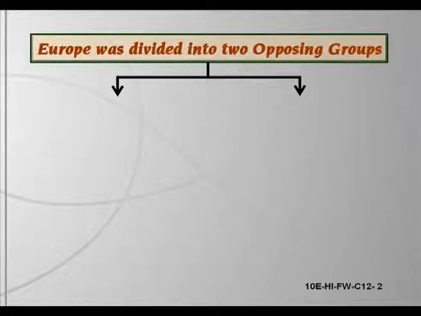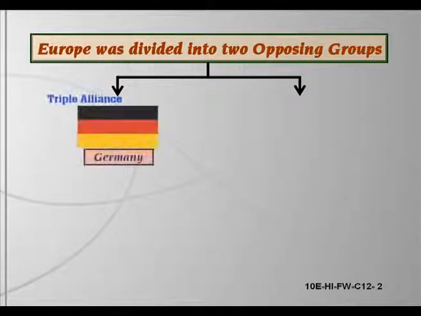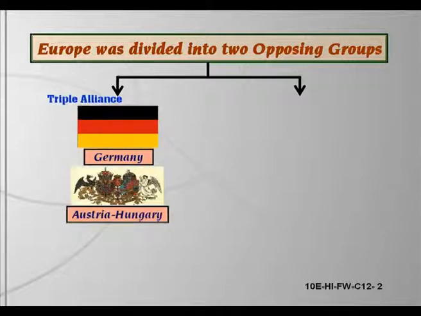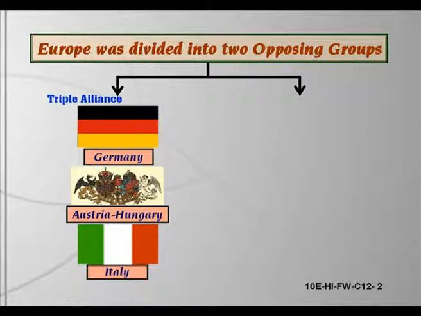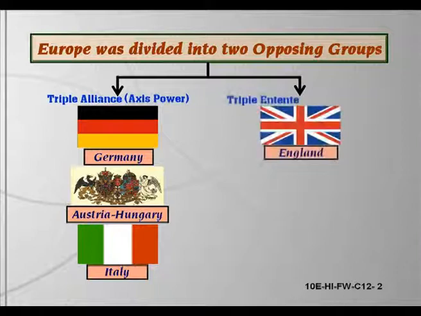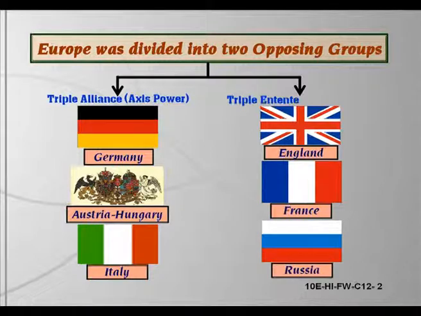When these two countries were unusually strong, the other countries thought they were weak and they needed protection from some other strong country. And that's how Europe was divided into two important groups, and the first one was Triple Alliance headed by Germany, followed by Austria, Hungary, and Italy. You can also observe Triple Alliance, which was also considered as Axis power. The other rival group, Triple Entente, was led by England, followed by France and Russia. This was also considered as Allied power.